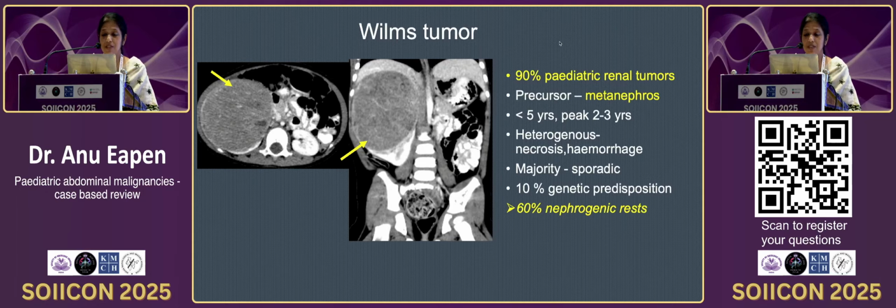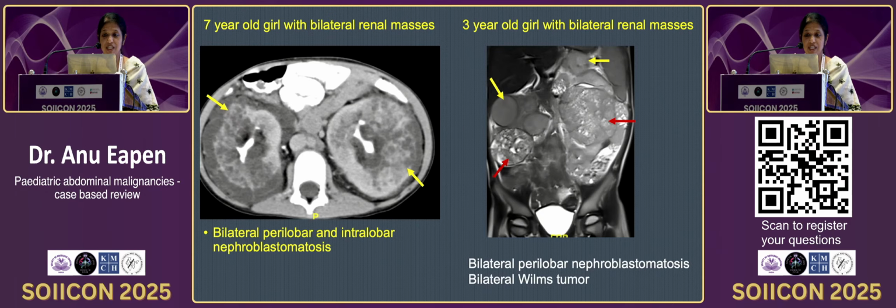So briefly about Wilms tumor, 90% of pediatric tumors, the precursor is the metanephros, and they're heterogeneous tumors with areas of necrosis, hemorrhage. Most of them are sporadic. About 10% of them can have a genetic predisposition, and in these, more than 60%, the tumor arises from nephrogenic rests. So what are nephrogenic rests? These are persistence of the renal embryonic tissue beyond 36 weeks gestation, and the metanephric blastema, and these can give rise to Wilms.